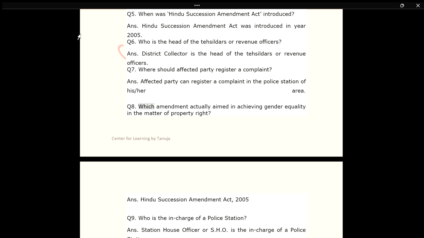Q8. Which amendment actually aimed at achieving gender equality in the matter of property rights? Ans. Hindu Succession Amendment Act, 2005. Q9. Who is the in charge of a police station? Ans. Station House Officer or SHO is the in charge of a police station.